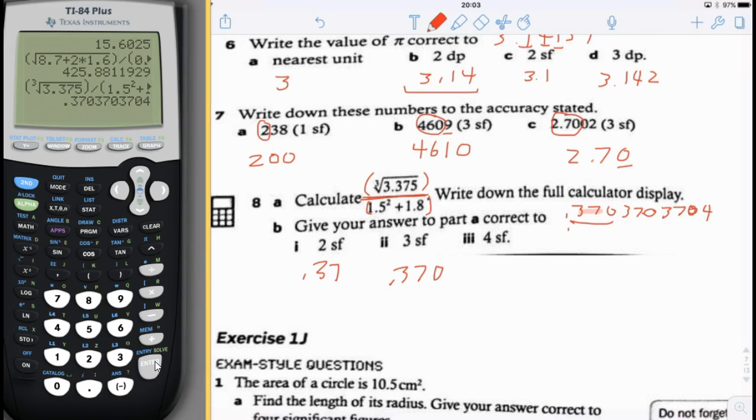Four significant figures. We're going to keep 0.3703. Now, is the next number, 7, enough to round the 3 up to a 4? Yeah, it is. So we're going to erase that 3 and we're going to put 4. Okay? That was number 8.